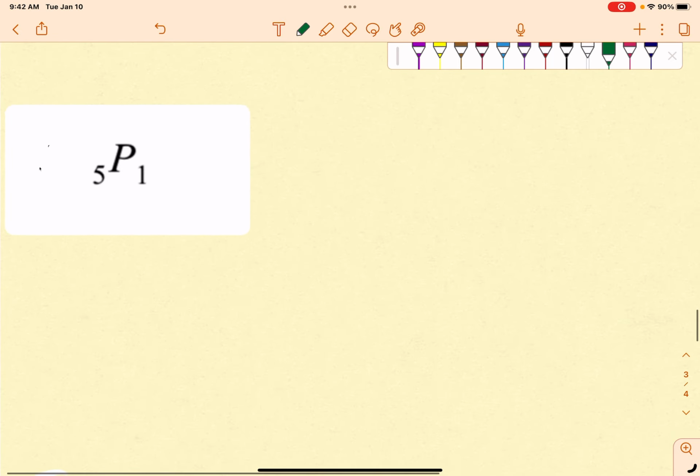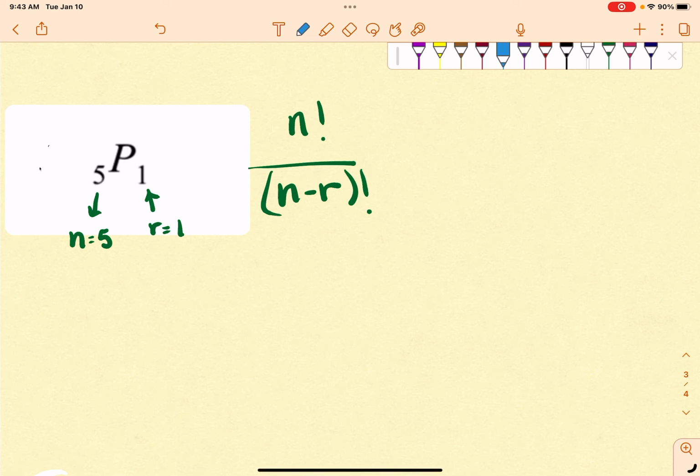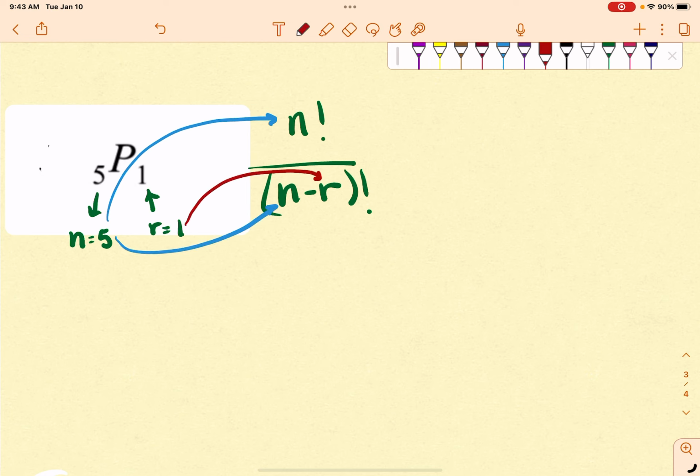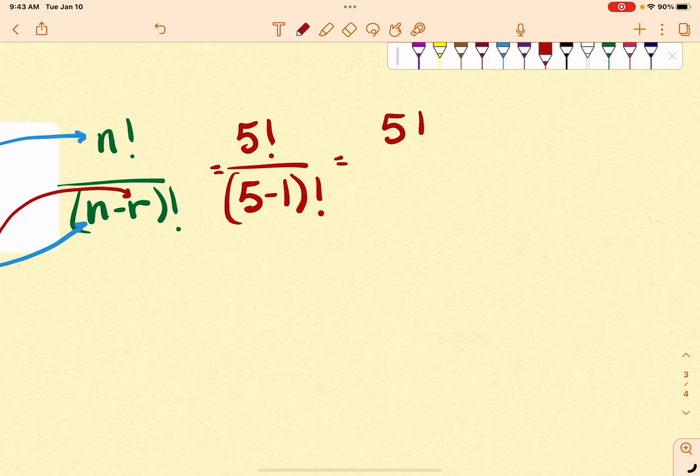Okay, let me show you one more. So if I have this, this tells me that my N is going to be 5. And this tells me R is going to be 1. And I am plugging it into this formula. So 5 is going to go in for the N's here. R is going to go in as 1. So it's 5 factorial over 5 minus 1 factorial. So on the bottom, 5 minus 1 is going to be 4.